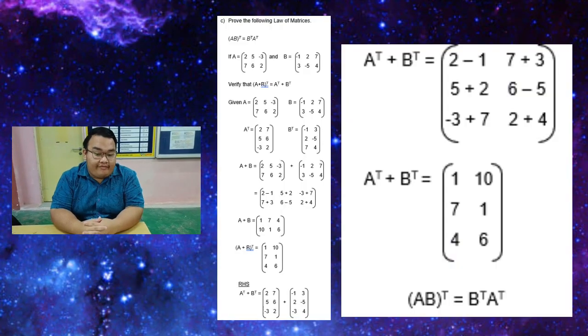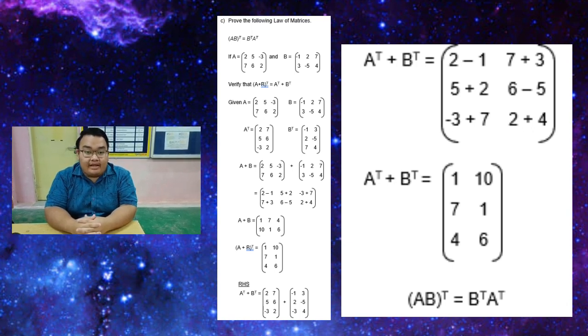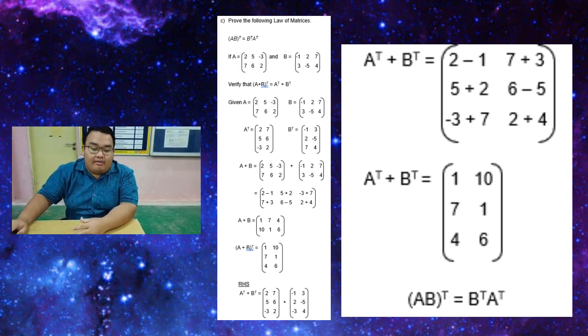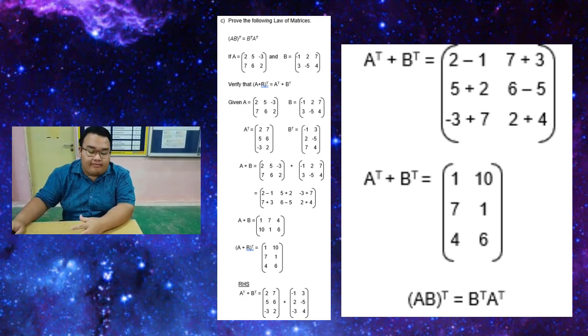Question C. Prove the following law of matrices: in bracket AB transpose equal to B transpose A transpose. If A in bracket 2, 5, negative 3, 7, 6, 2 and B in bracket negative 1, 2, 7, 3, negative 5, 4. Verify that in bracket A plus B transpose equal to A transpose plus B transpose.